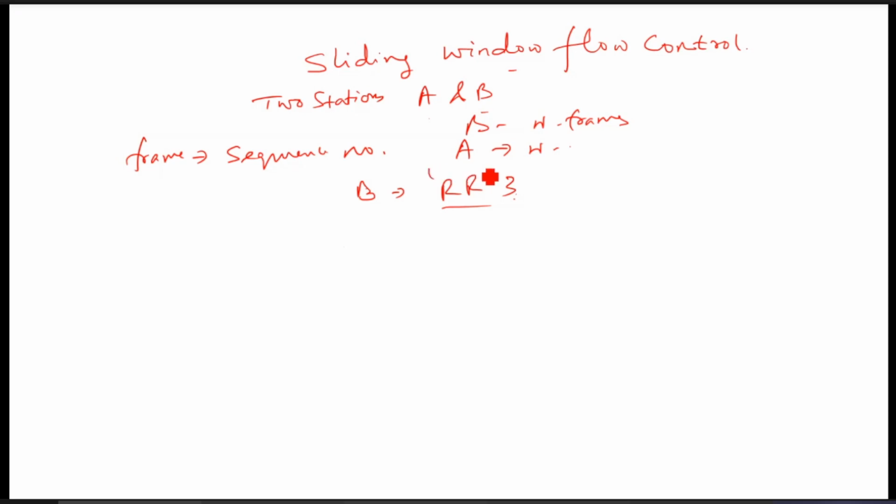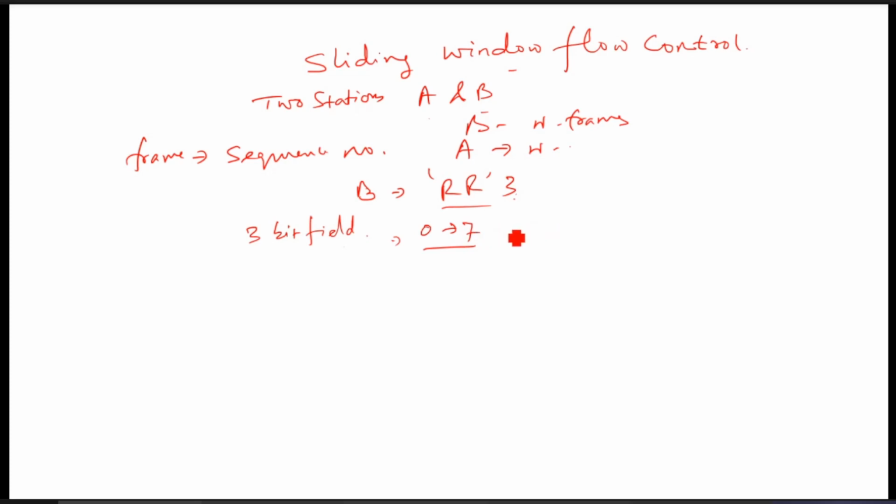So window size is most important. What will be the window size? Say if you consider a 3-bit field for the sequence number, what will be the maximum window size? Can anybody suggest? Anybody? The sequence number will be 0 to 7. 0 to 7 frames can be numbered with a 3-bit field: 0, 1, 2, 3, 4, 5, 6, 7.